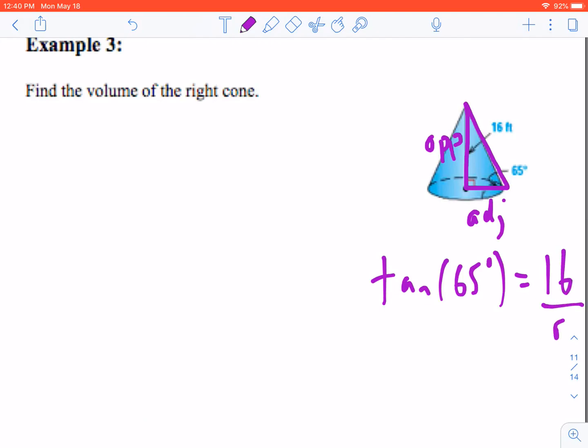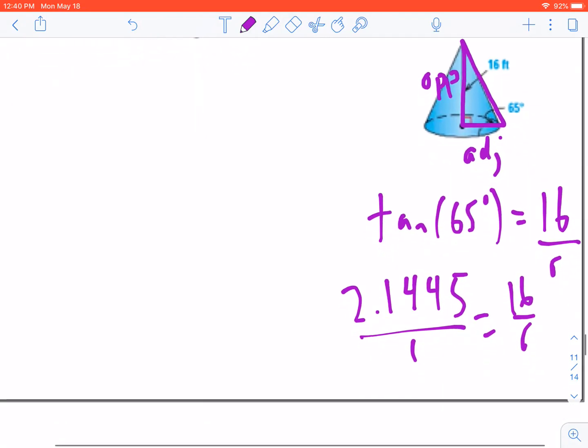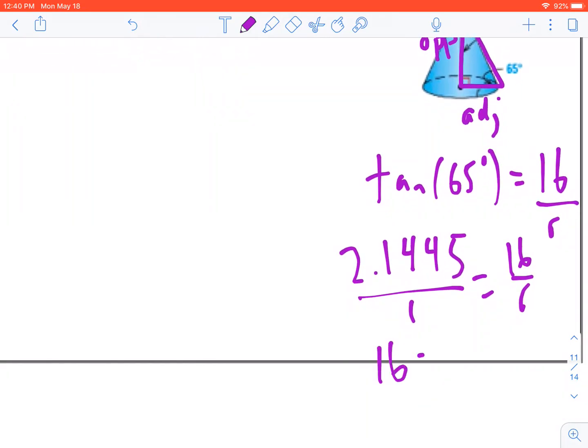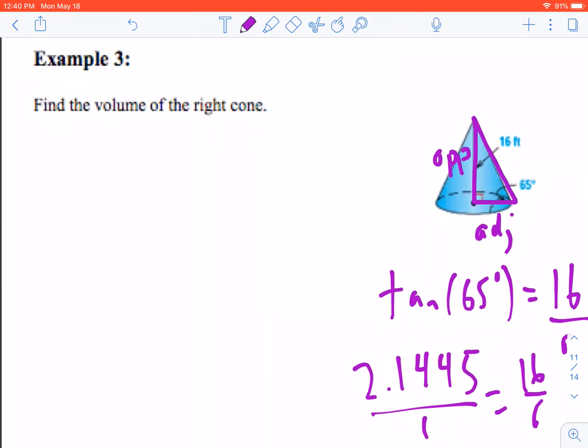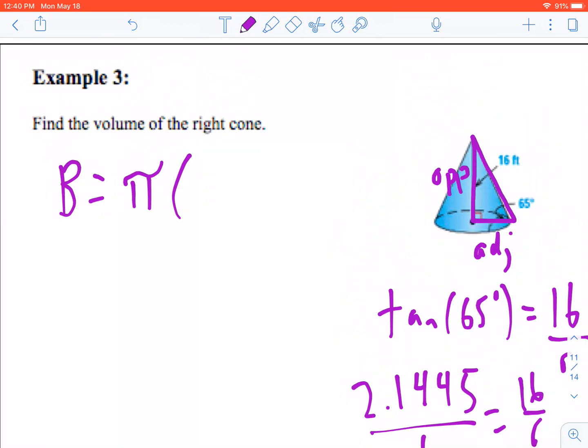And now we use tangent of 65 to get our decimal. It is 2.1445. Throw it over 1 equals 16 over r. Cross multiply. 1 times 16 is 16. 2.1445r. Now we divide. 16 divided by 2.1445. We get a radius that is 7.46. Now we can go through and find that area of our base. Area of our base will be pi times your radius, we just found was 7.46.